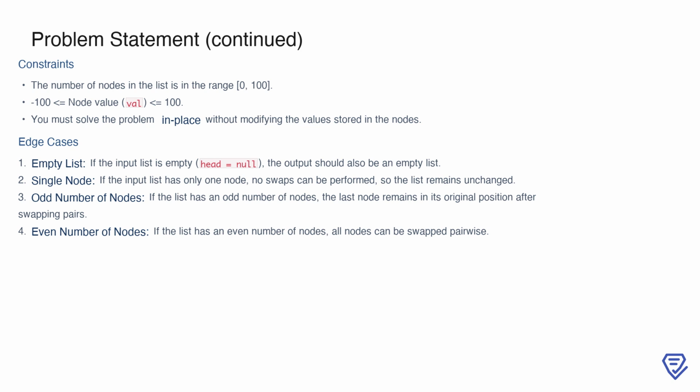For edge cases, if the list is empty, the output is also empty. If the list has a single node, it remains unchanged. For lists with an odd number of nodes, the last node remains in its original position because it doesn't have a pair to swap with. On the other hand, if the list has an even number of nodes, all nodes can be swapped pairwise. These constraints and edge cases will guide how we approach and implement the solution.